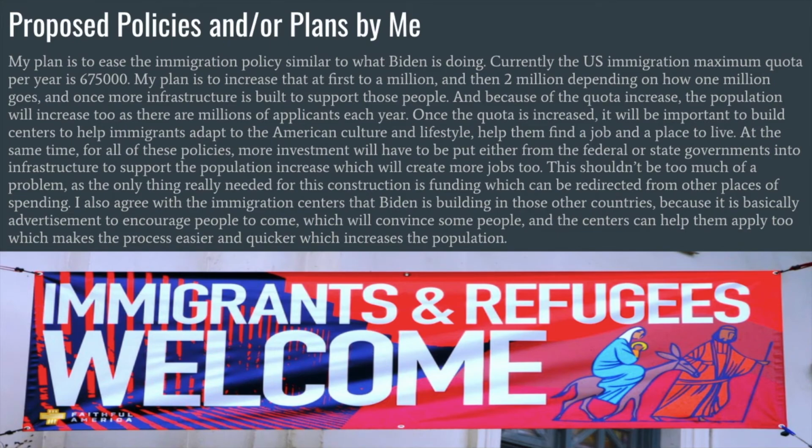Of course, centers will also have to be built to help these people adapt to the American culture and lifestyle, and to help them find a job and a place to live. Similar to what Biden is doing, I also want to create immigration centers in other countries, which will convince people to move and also help people move more easily, making the immigration process easier. This should increase immigration and the population quite quickly too.